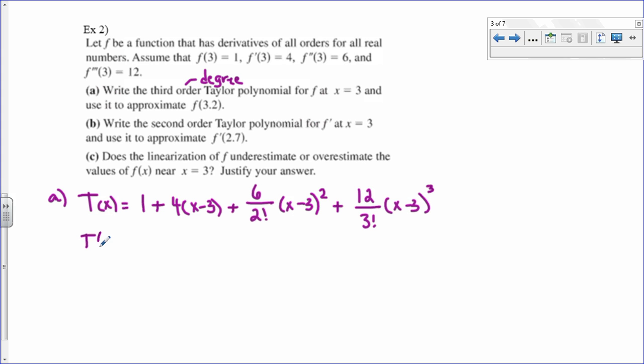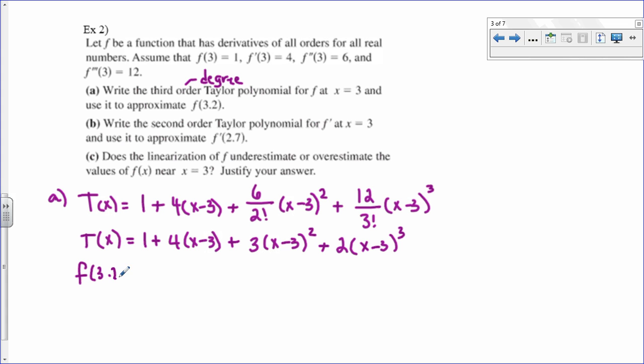I'm going to simplify it because I have to plug something into it, so I might as well simplify. So this is going to be 1 plus 4 times x minus 3 plus 3 times x minus 3 squared plus 2 times x minus 3 cubed. They want us to approximate f of 3.2. So f of 3.2 is approximately t of 3.2. And t of 3.2 is going to be 1 plus 4 times, now I'm running out of room here, so follow along. If x is 3.2 and I plug it in here, 3.2 take away 3 is 0.2. Plus 3 times 0.2 squared plus 2 times 0.2 cubed.